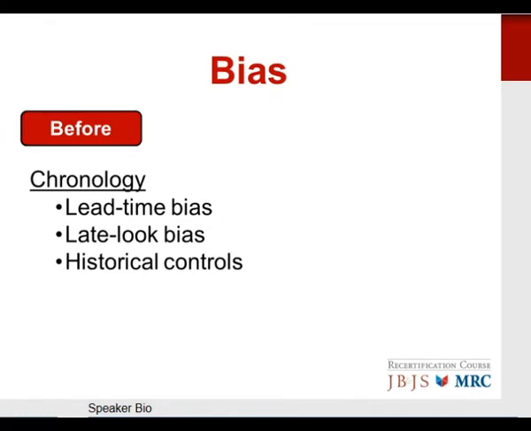Another potential bias is what we call the chronology bias, and there are 3 different subtypes: the lead time, late look, and historical controls.